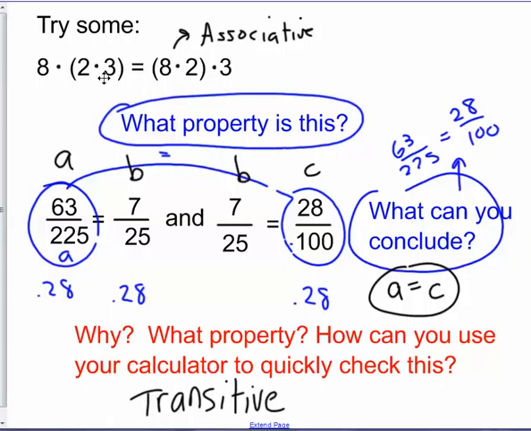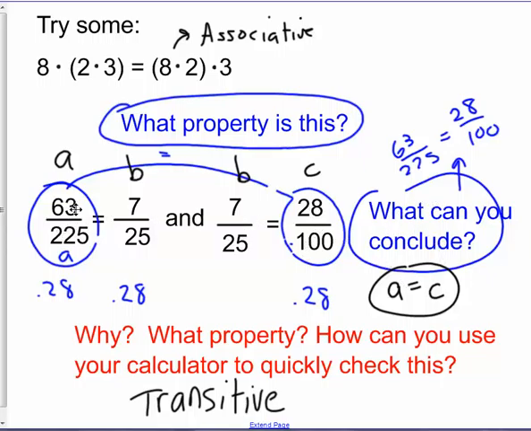Then we practiced some. All we did was move the brackets here. It's all multiplication, so this was the associative property of multiplication. And then this one you had a little bit of a harder time, so we just looked at this fraction. 63/225 is the same as 7/25, and 7/25 is the same as 28/100. And my question was, what can you conclude?